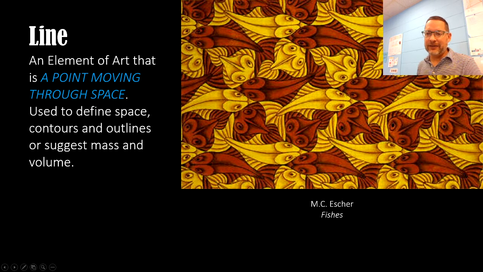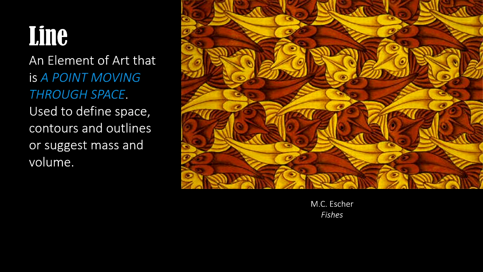So let me get my face off of here so we can see this work of art. Okay, so line is an element of art that is a point moving through space. So when you create a line, you're putting your pencil down or your pen or your paintbrush or whatever it may be, and you are dragging the point as you go. We use it to define space. You can see here you've got this fish, right? And if I go around the outside line of it, that line that's around the outside defines the space of the fish. That's what that means.